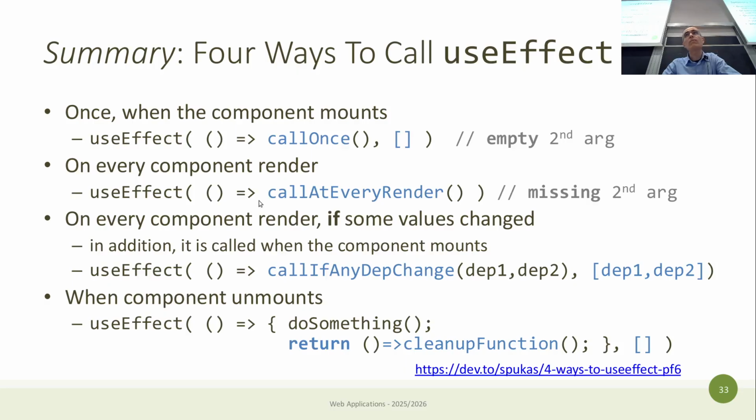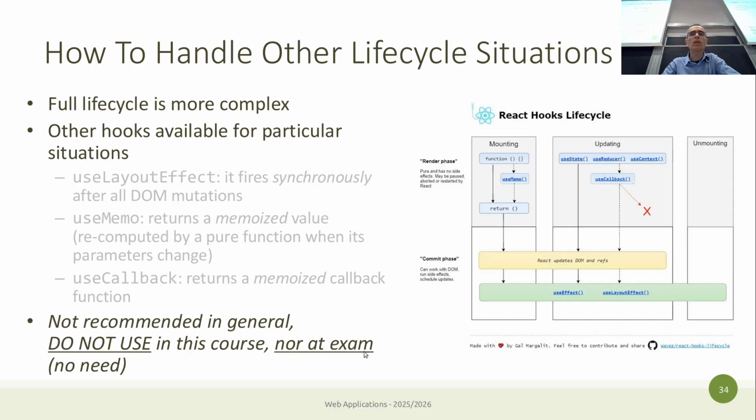On every component render is very unusual, okay? Because it's almost like writing the code directly in the component, and we don't want that because it's a side effect. On every component render if some values changed, that's normal. When the component mounts, remember that you can return a cleanup function, just in case it's needed, okay? We saw an example.